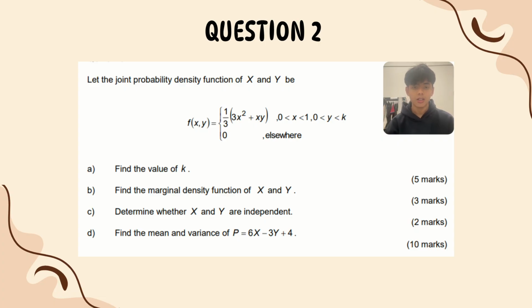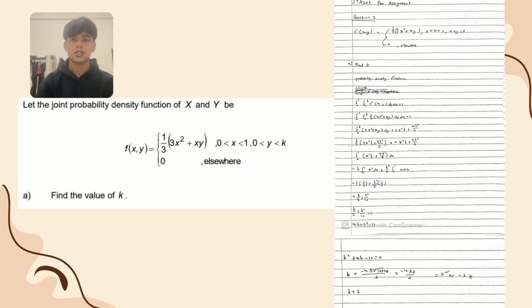So I am here to explain my calculation about the STA 206 pair assignment, and I'm going to be explaining my part, which is the second question. Question 2a asks us to find the value of k.